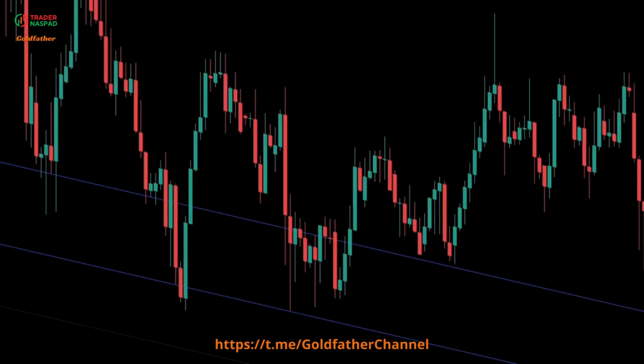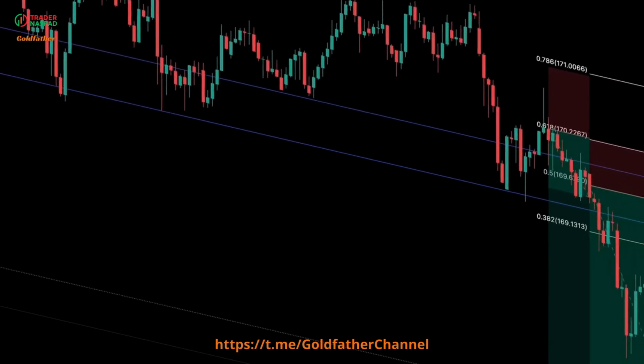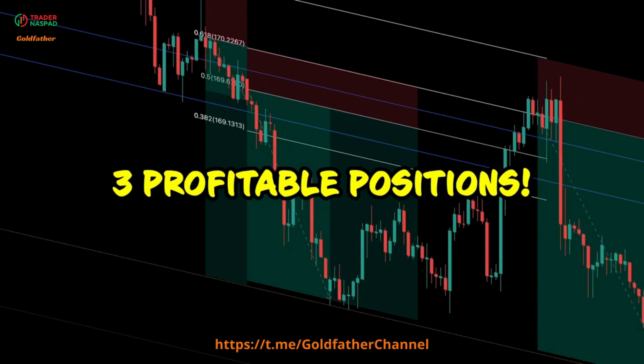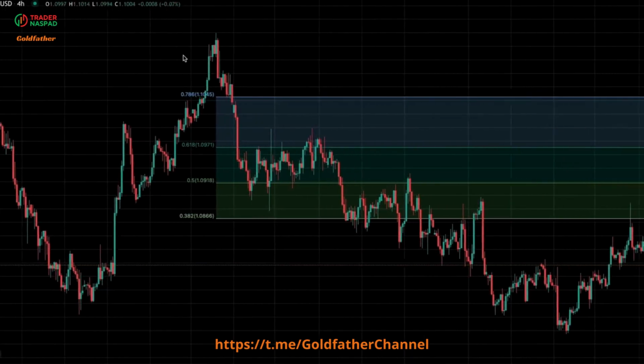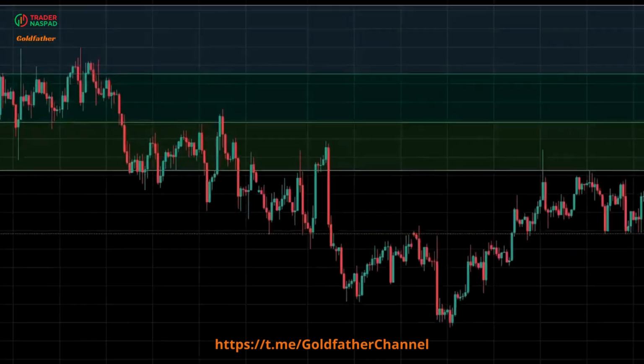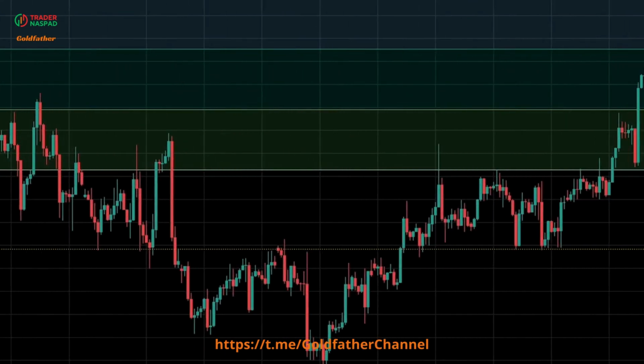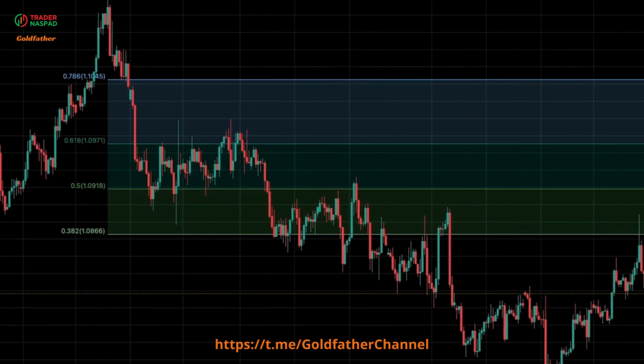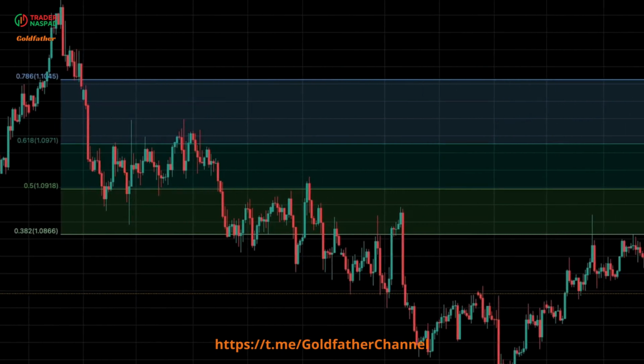Now imagine that thanks to the Fibonacci retracement, we decided to take these positions. Here's what it would have given: 3 profitable positions. We can now do exactly the same with EUR/USD. For this, we identify this important downtrend, and we will use it to identify the highest and lowest point. You must already identify very interesting levels.